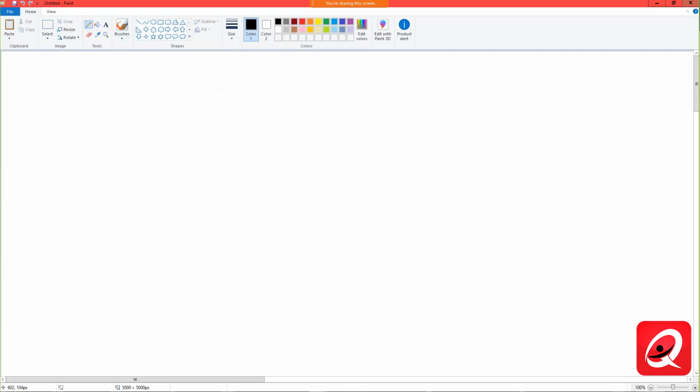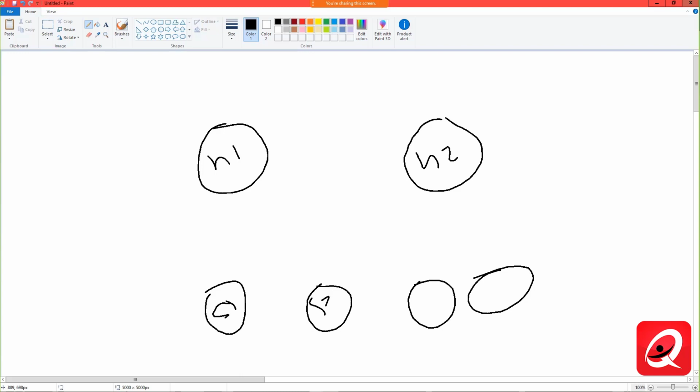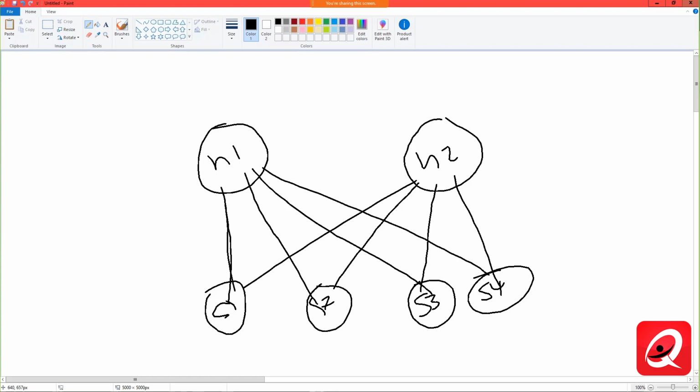So let me draw a diagram that describes this concept. Let's say I've got a dual-homed DMVPN solution. This is hub 1 and this is hub 2. And we've got our individual spoke routers, S1, S2, S3, and S4. Each of these spoke routers has connections to the hub, for redundancy purposes, maybe even for some sort of load sharing purposes. And then behind these hub routers, we've got our corporate network.